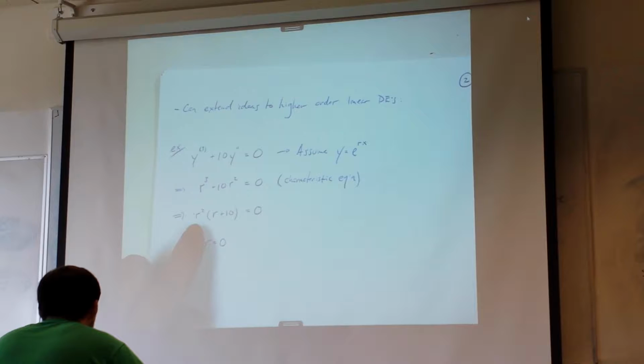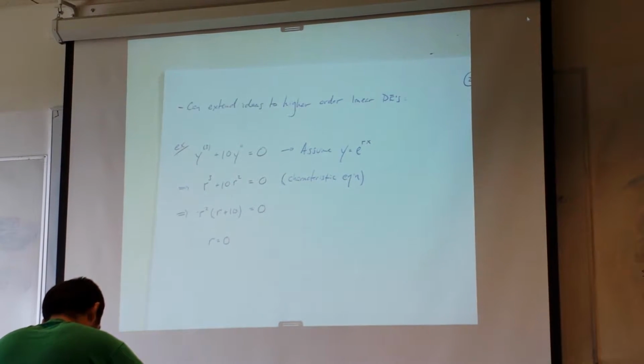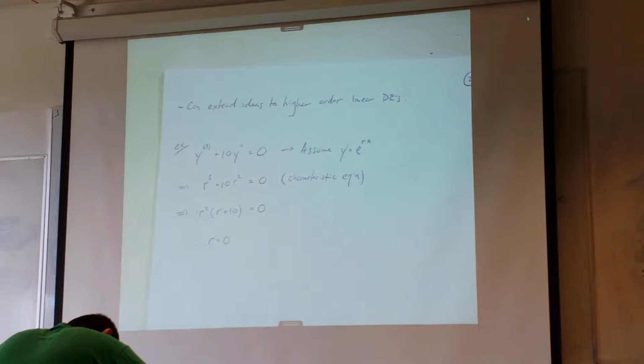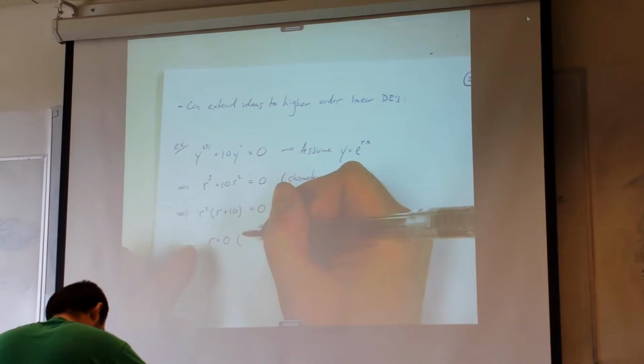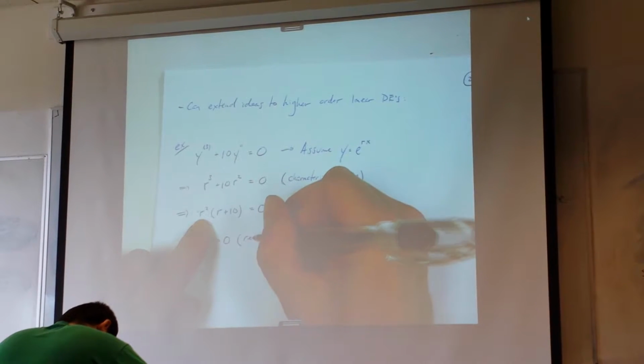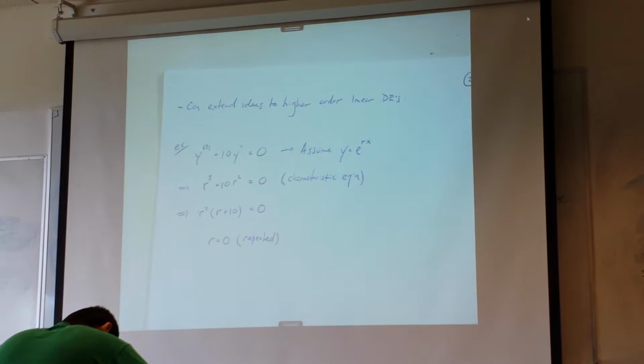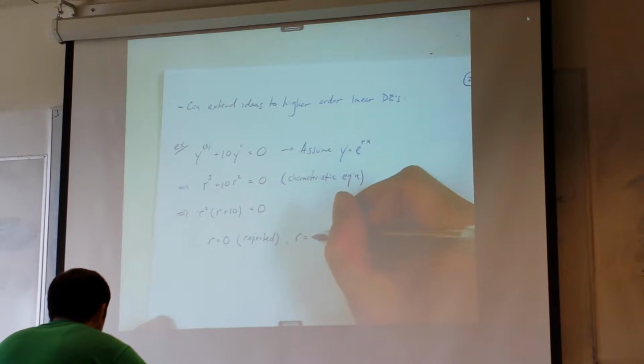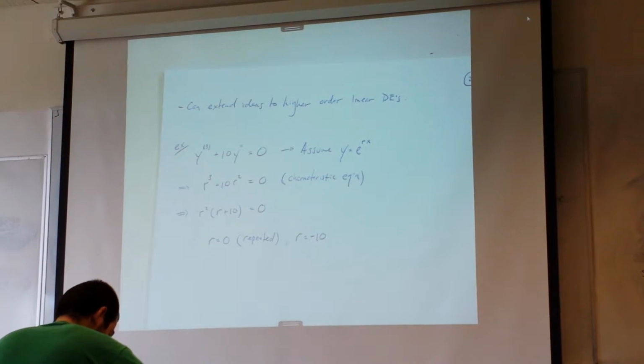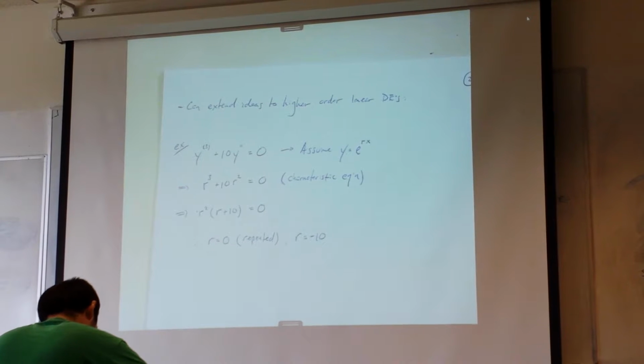Now, I have 2 factors of r, so it appears as a solution 2 times. r1 equals r2 equals 0. This is a multiplicity 2, if you remember that word, a repeated root of this equation. And we get r equals negative 10. So there's a special little thing.